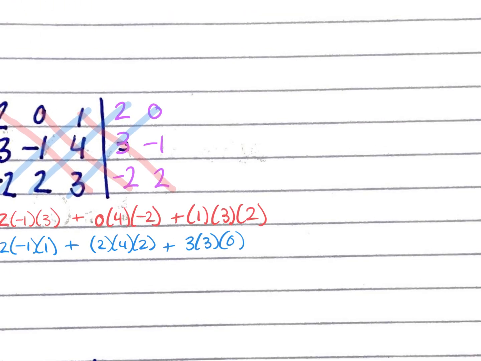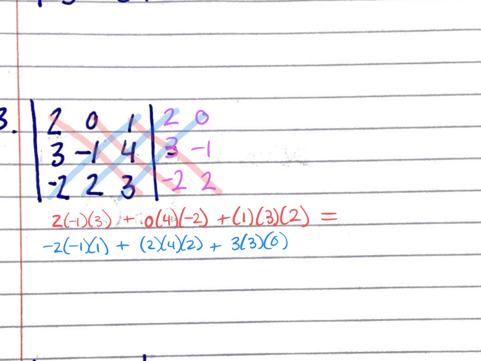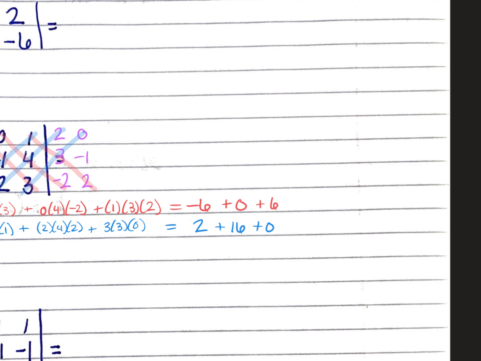Okay, so then that gives you negative 6 plus 0 plus 6. This one gives you 2 plus 16 plus 0. So then you have 0 and 18, and then you subtract. So you're going to do 0 minus 18, so you get negative 18 as your final answer.